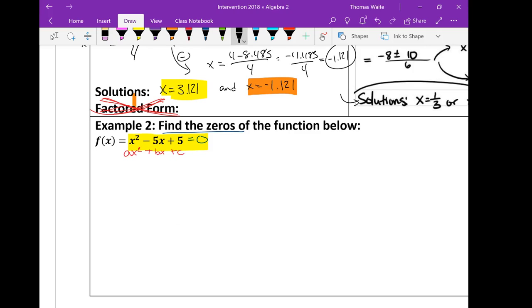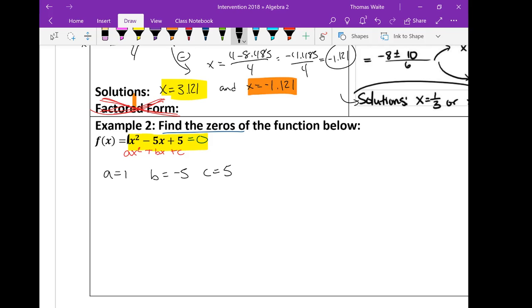In this case, a is the coefficient on x squared, so the number that's being multiplied by x squared. Here there is not one explicitly written out, but we do know that there's a 1. There's 1x squared, so that's a 1 out front. So a is going to be equal to 1, b is going to be equal to negative 5, and c is going to be equal to 5.